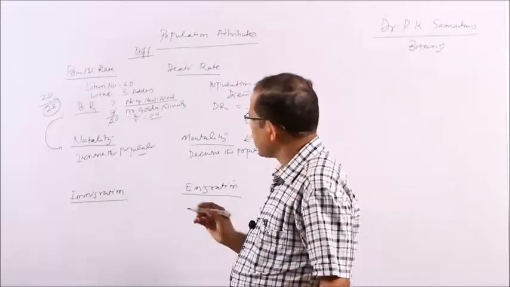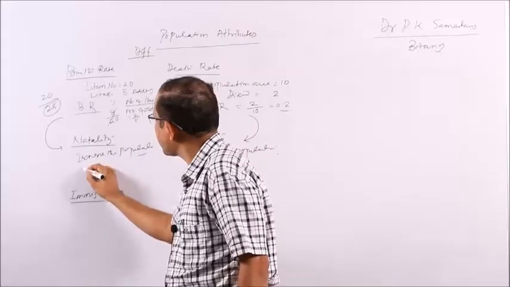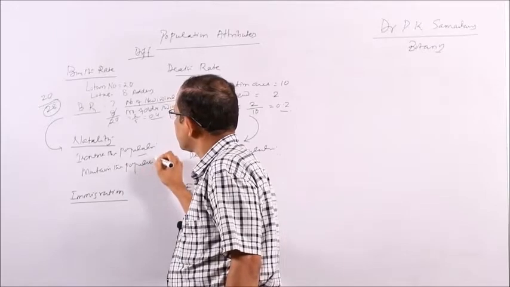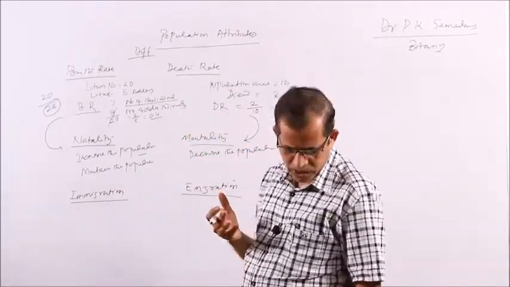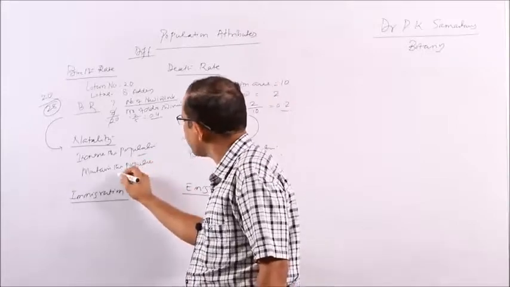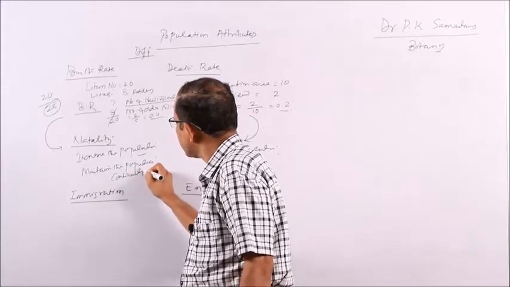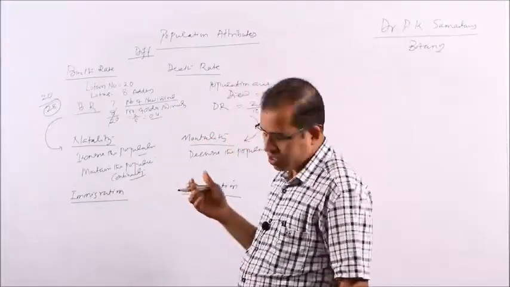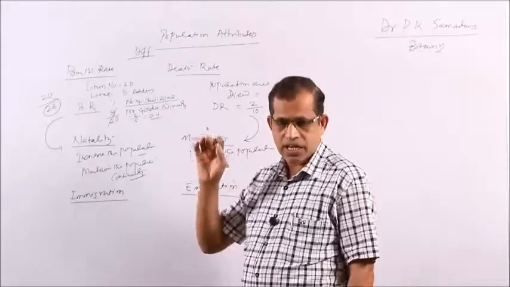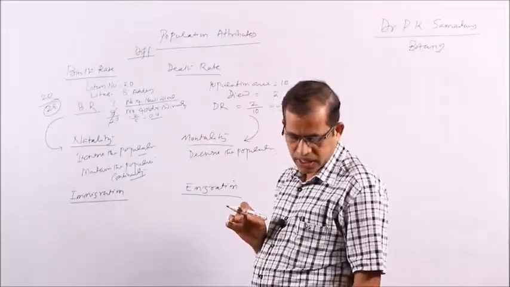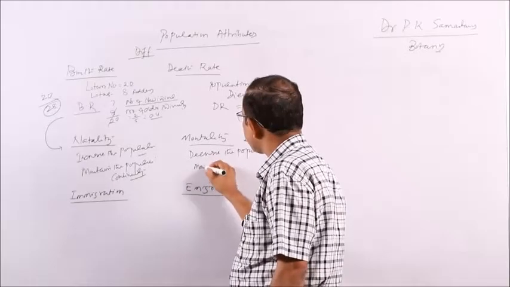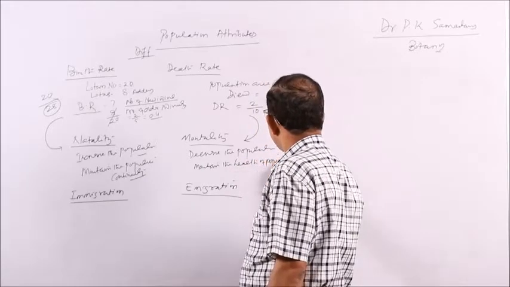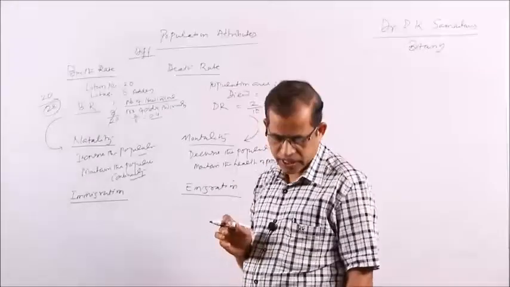Similarly, natality helps maintain the population. Due to more individuals, it maintains the population and its continuity. Mortality decreases it, but one thing: the death rate maintains the health of the population. With less, the population will be healthier.